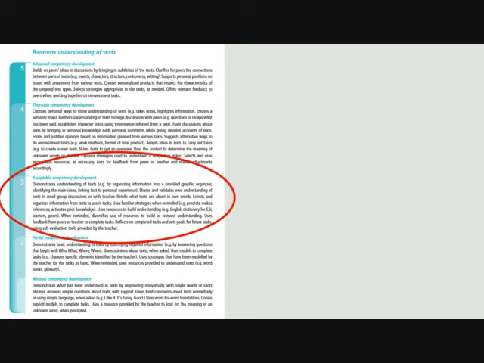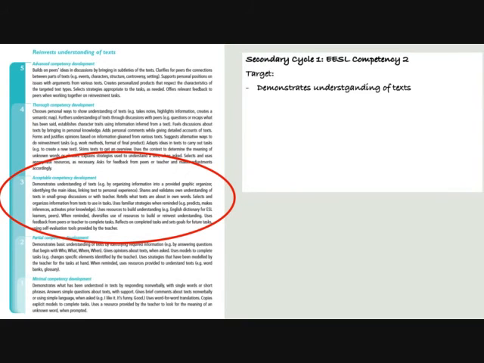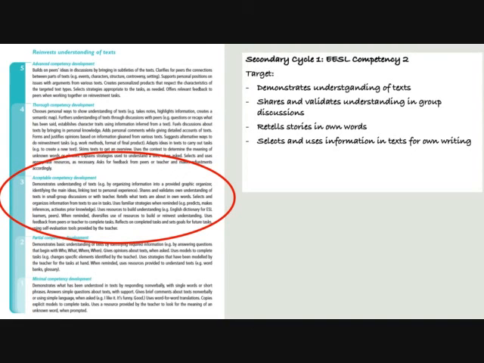Acceptable competency level, this is competency 2, so reinvesting understanding. So again, competency 2, the target is demonstrating understanding of texts. They're sharing and validating in groups. They're retelling stories in their own words, selecting and using information for their own writing. We talked about that. And they're using things like resources and strategies. So read through what acceptable is and then have a look at what advanced is and what minimal is, and you get a really good sense. So the descriptors are good there.